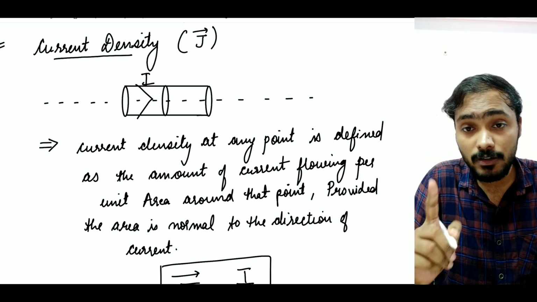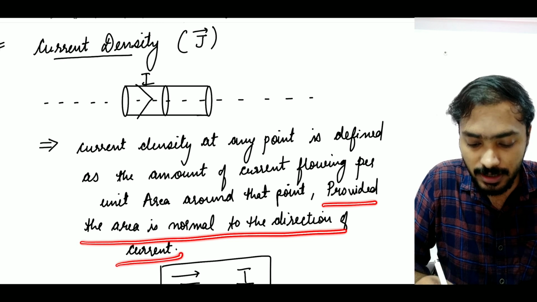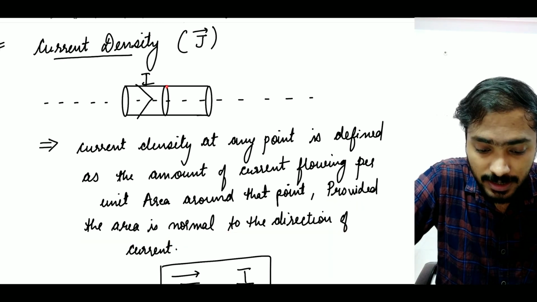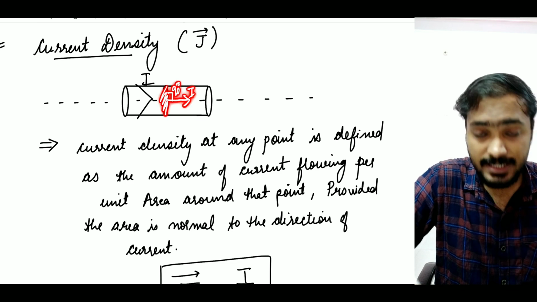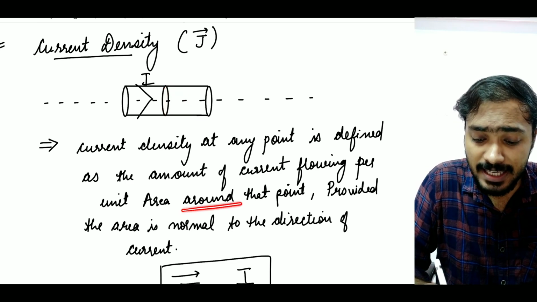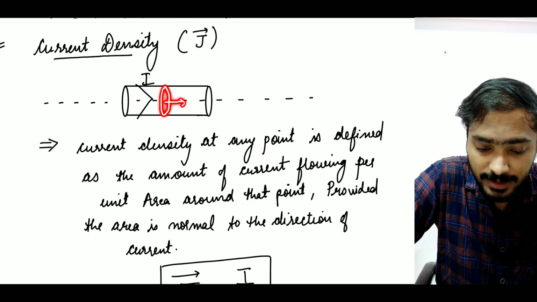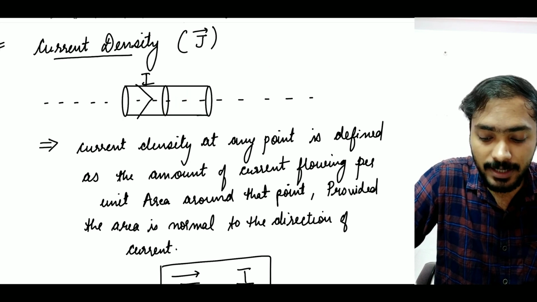Now the last part of the definition says, provided the area is normal to the direction of the current. We're not talking about area vector, we're talking about area, right? So what is area? Area is this one. Area is perpendicular to the flow of current. The angle is 90 degrees, right? Yes, so that condition is satisfied. So you have to understand the area around that point is moving in that direction, right? So this area will be having some charge and that charge is moving with that. So you will simply define it.